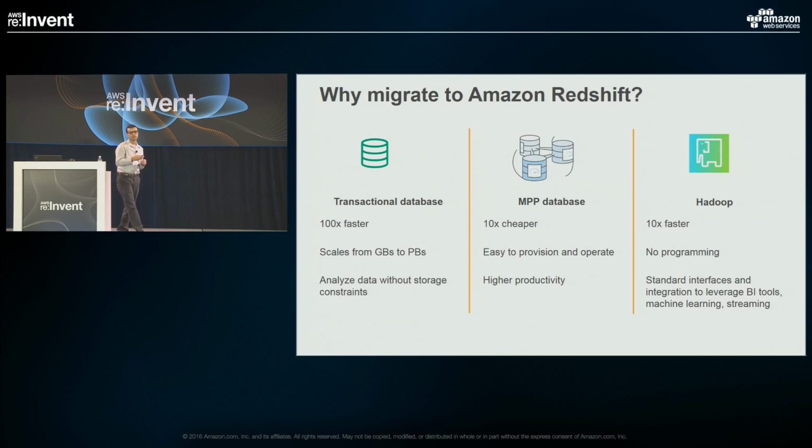Another class of customers that are migrating are the ones that are already using other MPP databases. The reason that they find Redshift appealing is that it's an order of magnitude cheaper. It's also, like we discussed, a managed service. So it enables them to offload the operational overhead of managing databases to Redshift, and they're able to deploy their developers, their administrators to more productive business intelligence application development.